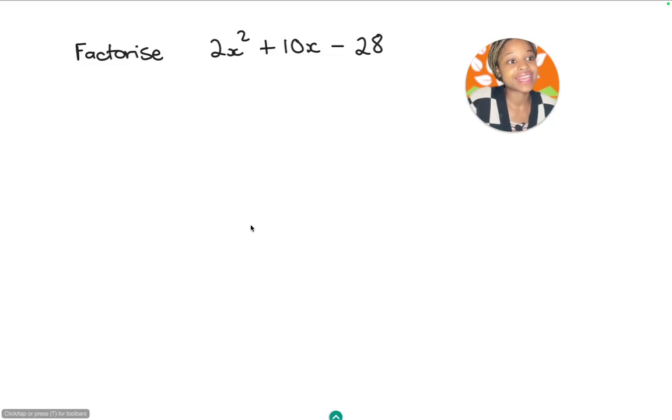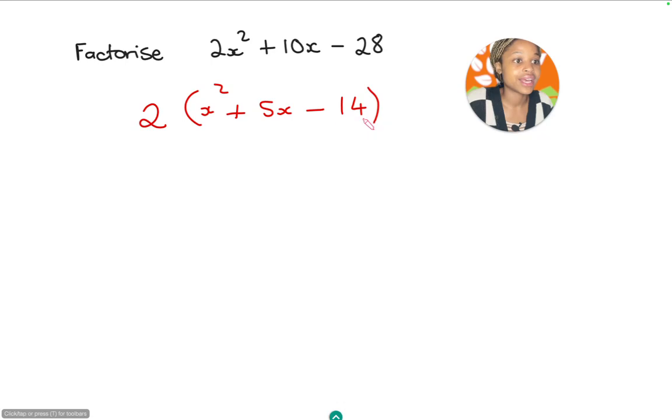So when you have a case like this, to make it easier for yourself, because you're so used to having 1 as the coefficient of x squared, you can just simply factorize, okay? So let's take a look at this. We can factorize this. We can take out the highest common factor, which is 2, correct? So we're left with x squared plus 5x minus 14. And this is what we have.